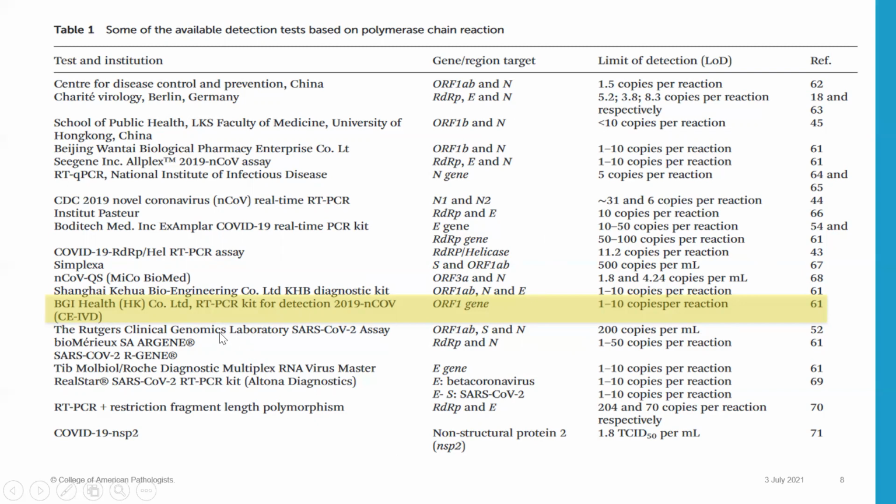And one of the assays I'm very familiar with is the BGI, because this is the one we use in our WHO study, and apparently it targets the ORF1 gene and has a limit of detection of 1 to 2 copies per reaction.